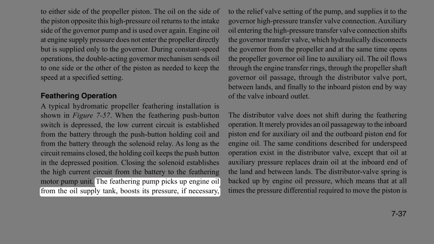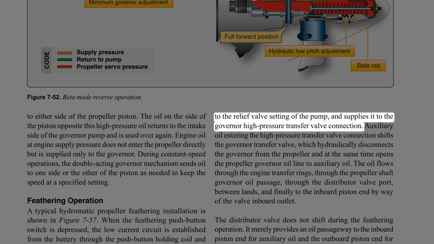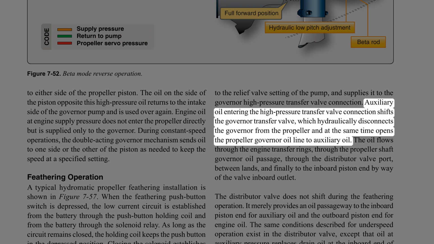The feathering pump picks up engine oil from the oil supply tank, boosts its pressure, if necessary, to the relief valve setting of the pump, and supplies it to the governor high-pressure transfer valve connection. Auxiliary oil entering the high-pressure transfer valve connection shifts the governor transfer valve, which hydraulically disconnects the governor from the propeller and at the same time opens the propeller governor oil line to auxiliary oil.